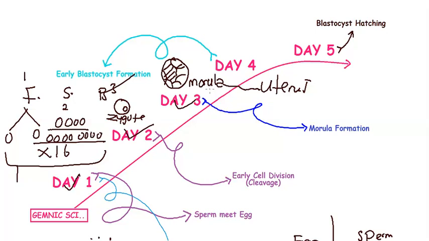On day 4, the morula develops into a blastocyst. On day 4, we have the morula. So here we have the morula, which will simply develop into what we call the blastocyst. Let's write the name. Blastocyst. But notice that for it to become the blastocyst, a small cavity will begin to form within the morula, turning it into a hollow structure. Let's just put it this way.